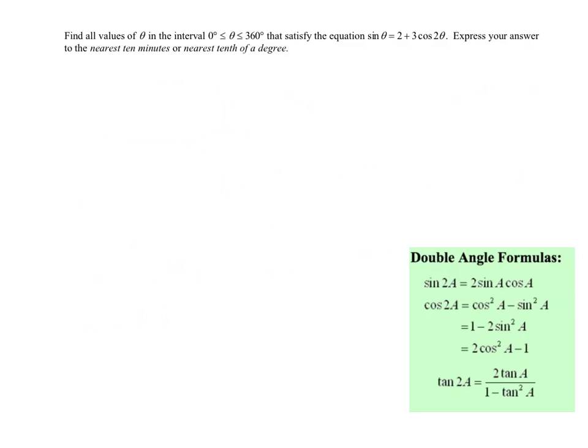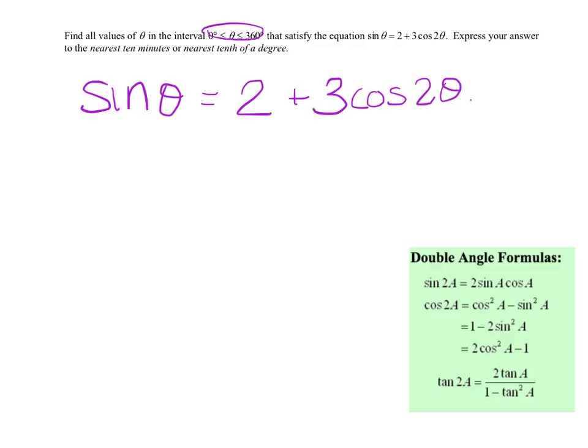Here we go with another one. Find all values of theta in the interval 0 to 360. Notice I'm including those numbers that satisfy the equation. So let me rewrite this. Sine theta equals 2 plus 3 cosine of 2 theta. Express your answer to the nearest 10 minutes or nearest tenth of a degree. Alright, so remember, I need all the same trig function, and hopefully what's jumped out at you is this double angle for cosine. So I think we've done enough examples. Why don't you go down to your double angles and determine which one is the best one to substitute in, and clean it up from there. I don't actually want you to solve it, I just want you to make the correct substitution, pause it and try it on your own.